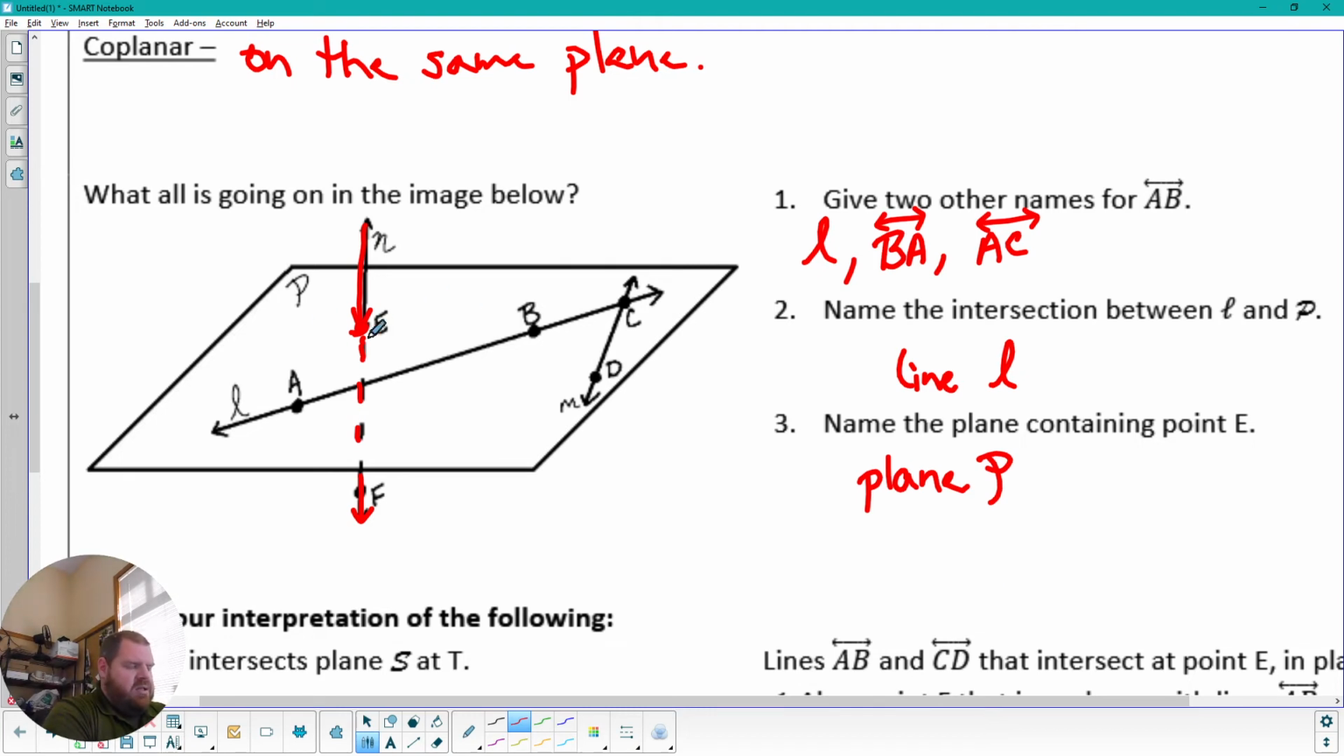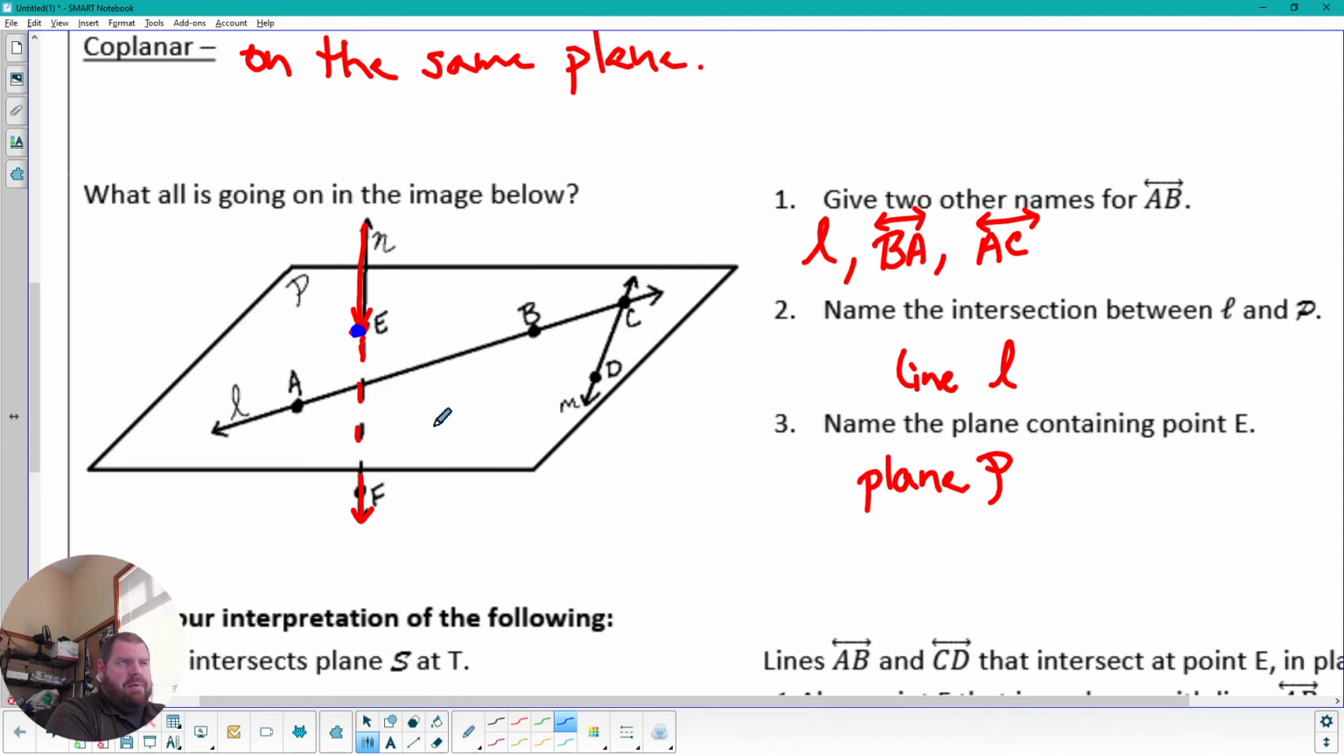There are also other planes that contain point E. Any plane that's described as being through point E, or as we talked about up above in naming planes, all those would also contain point E. So we're looking to contain point E. It's any plane P that we could talk about.